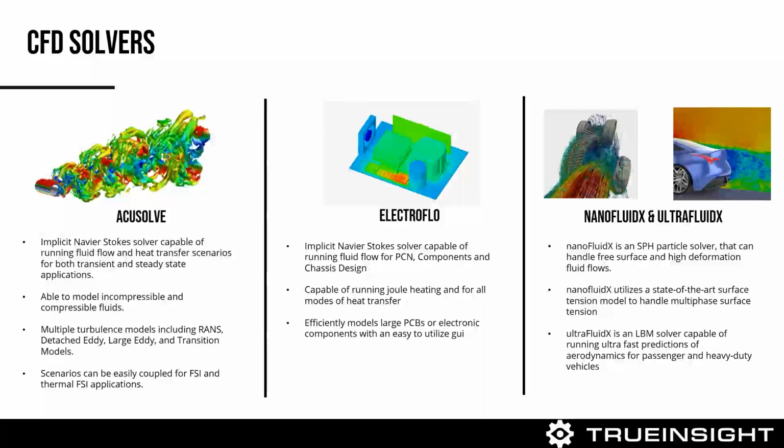When we're speaking to OPTISTRUCT and RADIOSS, it has that ability to be coupled for FSI and thermal FSI. It uses a more FEA-based approach. In CFD, you have the choice of FEM and FVM. With Altair, we have CFD solvers that are capable of both an FEM and FVM-based approach. In CFD speak, that means you're modeling through a finite element method like you do in traditional structural solvers, whereas a finite volume method is where you're creating a cell. So we have tools that handle both of these.